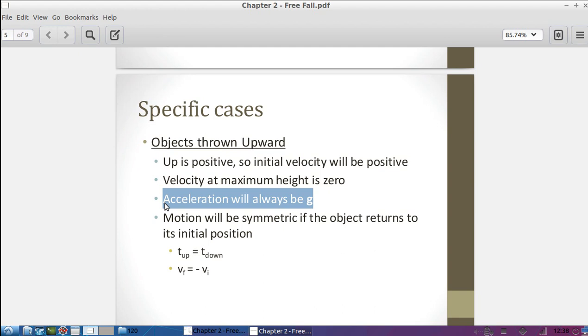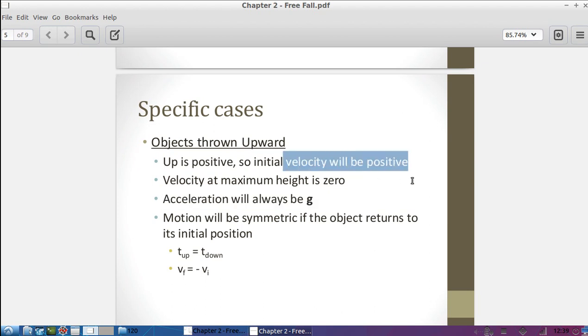Any object that's in the air is only subject to the influence of gravity. So the second an object leaves my hand or is launched, this is the acceleration. So it's technically in free fall, even though it's traveling up. Maybe I give it an initial velocity that's positive. If I throw something up in the air, I give it a positive initial velocity. It's still called an object in free fall.